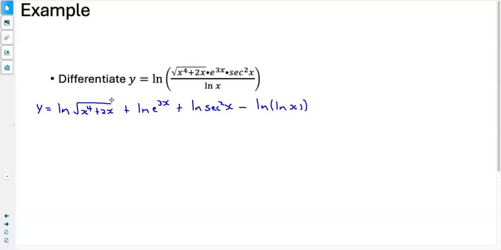Now, a square root is the same as saying to power 1/2, and we can use our power law to move that in front. So this is the same as saying y equals 1/2 times the natural logarithm of x to the power 4 plus 2x. Now, our natural logarithm of e to 3x would just equal 3x. We've got plus 3x.